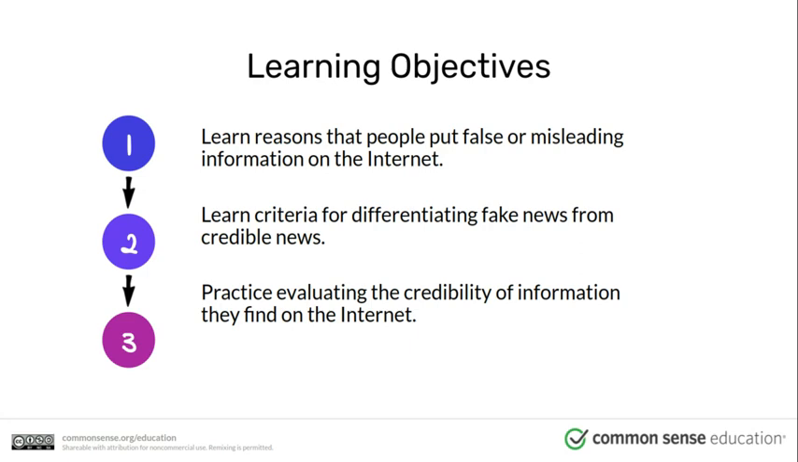Our learning objectives are: 1, to learn the reasons that people put false or misleading information on the internet. This is a recap of last week's lesson. Today, the concentration is on learning the criteria for differentiating fake news from credible news. And next week, we're going to practice evaluating the credibility of information you find on the internet. So the focus today is on learning criteria for differentiating fake news from credible news.